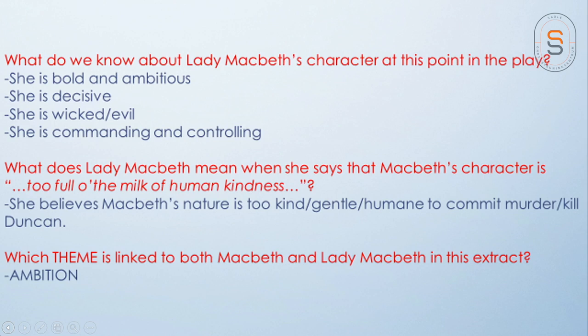What does Lady Macbeth mean when she says that Macbeth's character is too full of the milk of human kindness? This is from the soliloquy that she gave when she discussed Macbeth's character and what she's going to do about it. Too full of the milk of human kindness, Lady Macbeth believes Macbeth's nature is too kind or gentle or humane to commit murder or to kill Duncan. And then which theme is linked to both Macbeth and Lady Macbeth in this extract? It is obviously ambition.